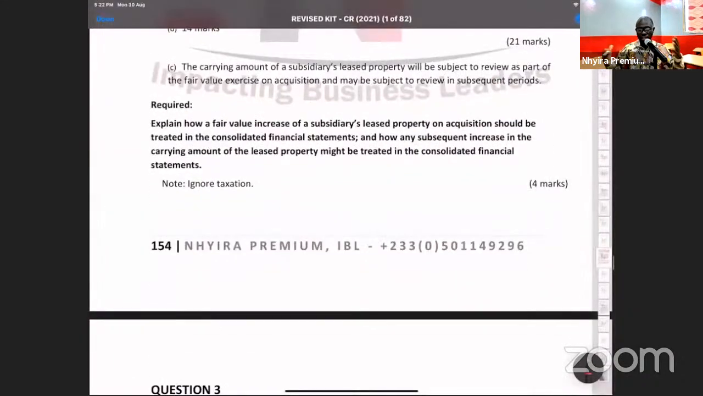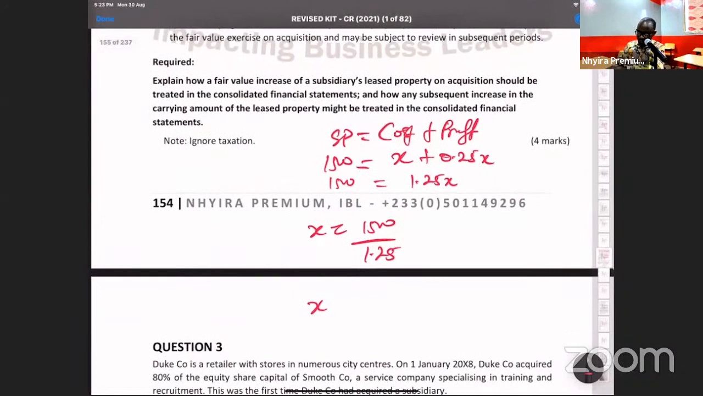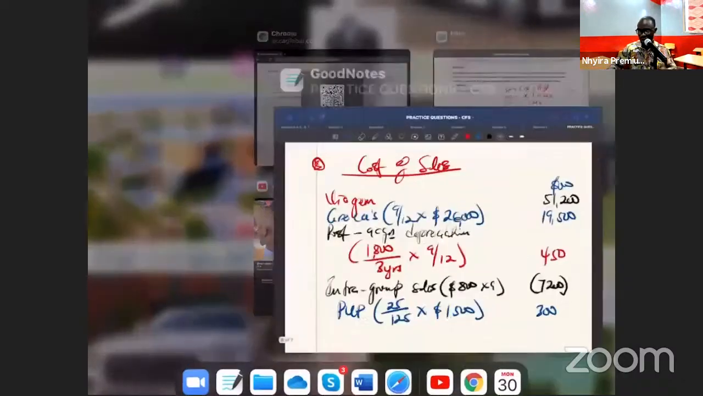So I could illustrate that to you where we say selling price equals cost plus profit. Now you know the selling price to be 1,500. The cost you don't know, but there's markup, and markup is on cost. So that's going to be 0.25x. So you realize that it becomes 1,500 equals 1.25x. So if you are making x the subject, x will become 1,500 over 1.25. So the x, 1,500 divided by 1.25, that's 1,200. So the x is the cost. So if you subtract the 1,200 from the 1,500, you get an amount of what? 300 as the provision for unrealized profit. So that is also another way we could compute.